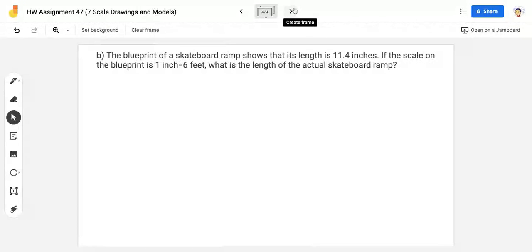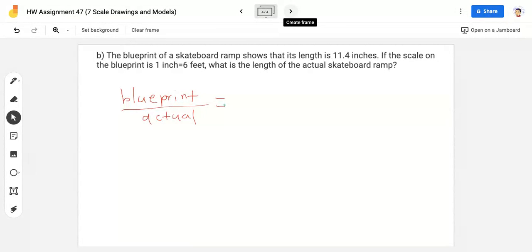All right. So again, we talked about blueprints before. So a blueprint of a skateboard ramp shows that its length is 11 inches. If the scale on the blueprint is 1 inch is equal to 6 feet, what is the length of the actual skateboard ramp? Okay, and let's get everything to be the same units. So here's my words that I'm going to use. Blueprint, again I could say model, over my actual.